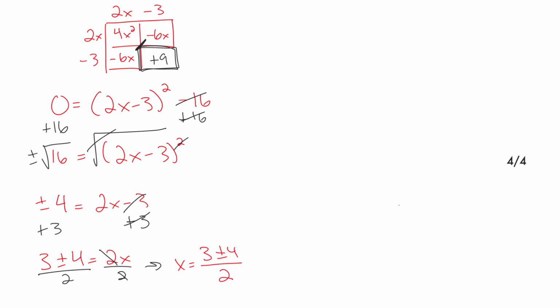At this point, you can differentiate between the two answers. 3 plus 4 is 7. 7 divided by 2 is 7 over 2. 3 minus 4 is negative 1. Negative 1 divided by 2 is negative 1/2. And these are my two answers. But don't treat the plus or minus as if it's just thrown in and you forget about it.